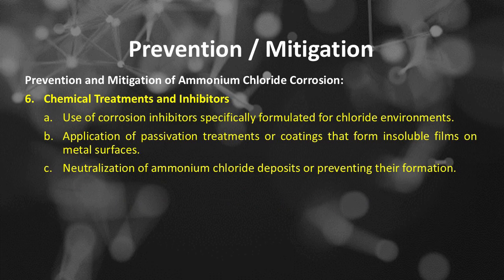Prevention and mitigation of ammonium chloride corrosion. Number 6 is chemical treatments and inhibitors, includes: A, use of corrosion inhibitors specifically formulated for chloride environments. B, application of passivation treatments or coatings that form insoluble films on metal surfaces. C, neutralization of ammonium chloride deposits or preventing their formation.